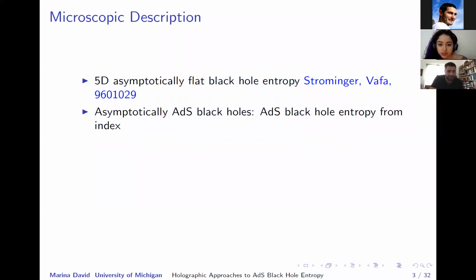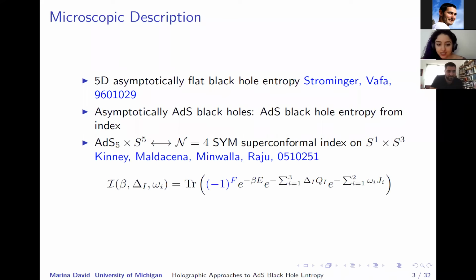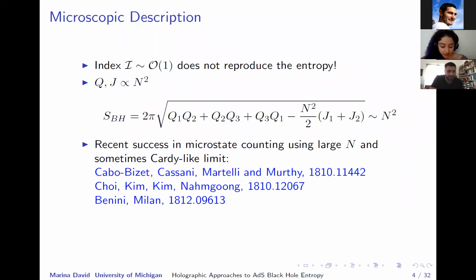And later, this was expanded for asymptotically AdS because of holography by computing the index. So some of this will be a little bit from Alejandro's talk, so I'll spare you some of the details. Looking at the index, Kinney, Maldacena, Minwalla, and Raju, a decade after the first success of Strominger and Vafa, computed the index. And unfortunately, it was not a success, more so because of the scaling.